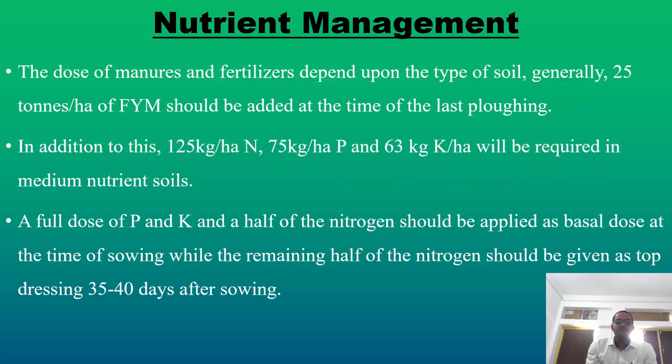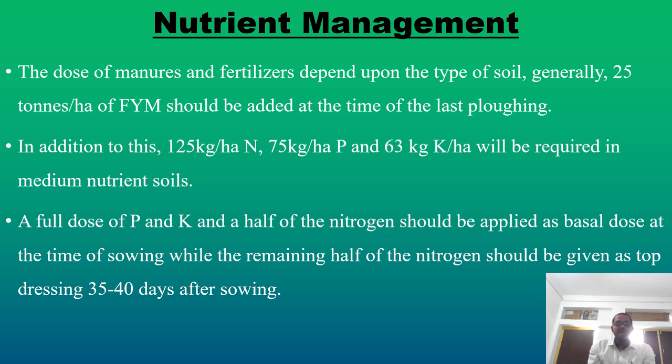Now let's discuss nutritional management in the case of okra. At the time of field preparation, around 20 to 25 tons of FYM must be incorporated at the time of last plowing. In addition to this, we also incorporate nitrogen, phosphorus, and potash at the dose of 125 kg, 75 kg, and 65 kg per hectare.